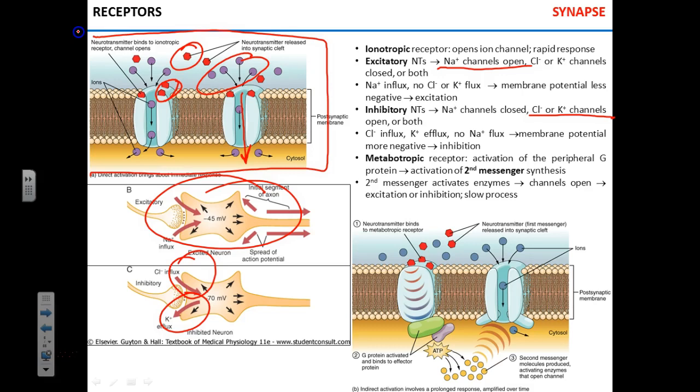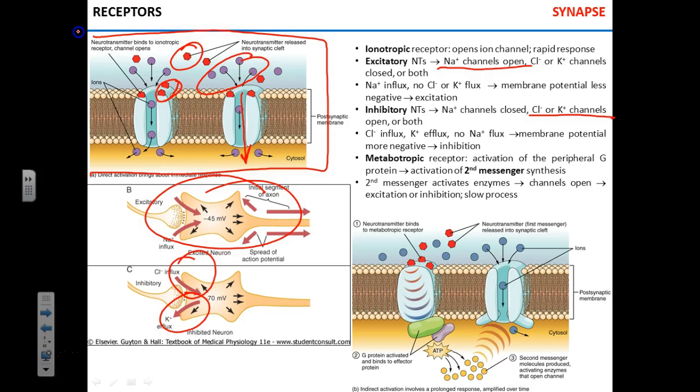Now, important thing about ionotropic receptors is that they are very, very fast. Okay, so that excitation or inhibition can happen in milliseconds. Does that make sense? So these guys, that's neuronal transmission, quick transmission between the neurons, fast.